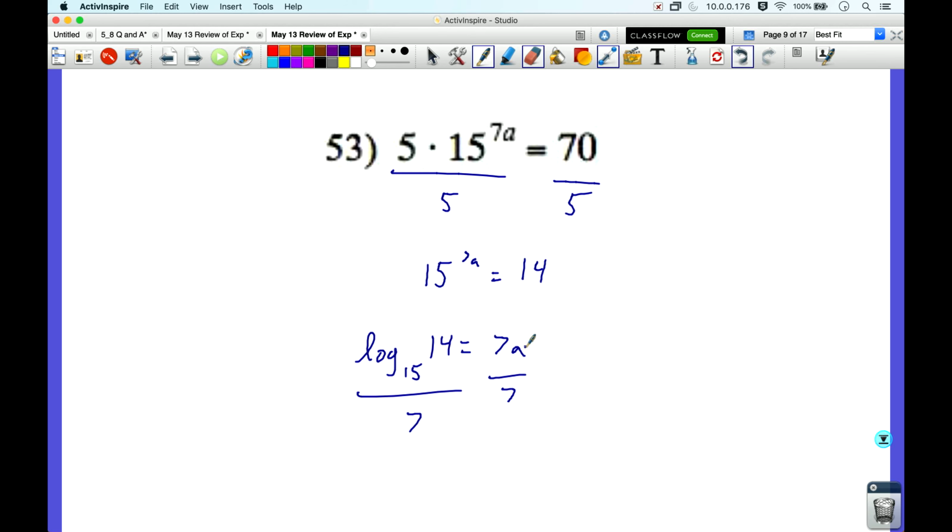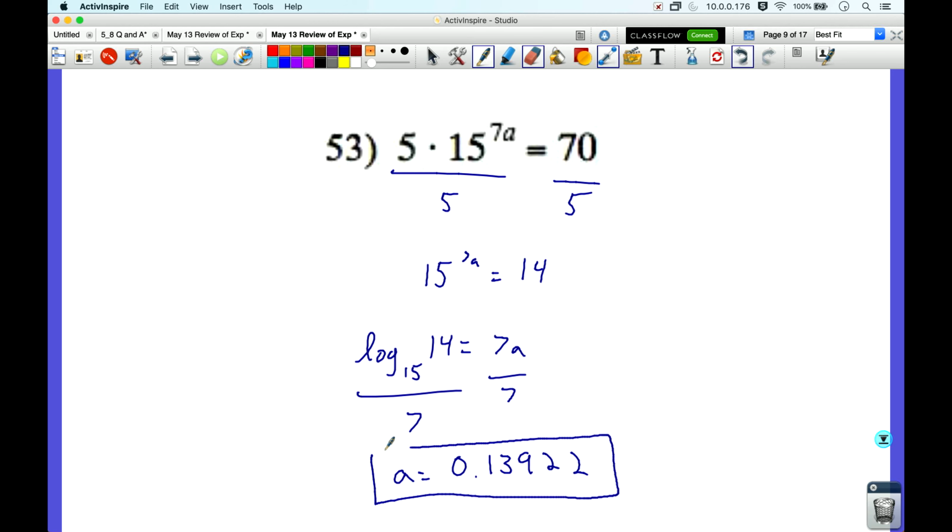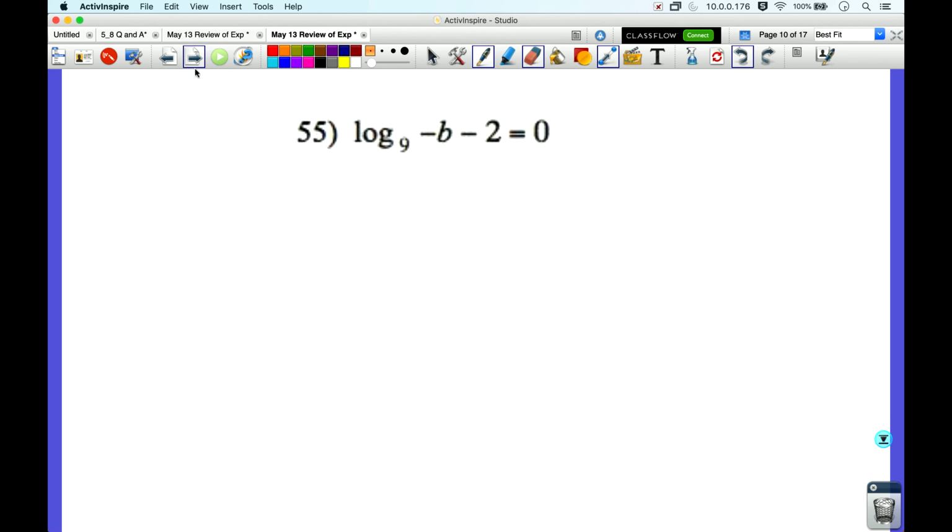15 divided by log 15 divided by 7. And I get A equals 0.13922. All right, and this is irrational. If this is asked on a test, you will most likely be asked for a specific number of decimal places, or it'll be multiple choice.